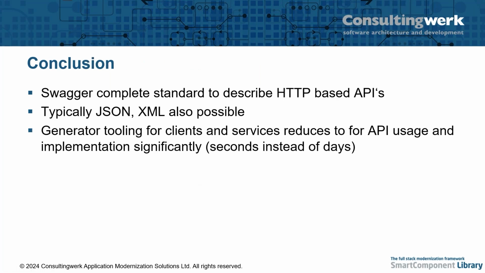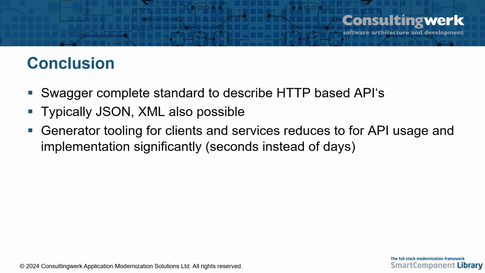So the conclusion, well, Swagger is a pretty complete standard to describe HTTP-based APIs, typically JSON-based. And if people are free in the choice of data format, JSON has pretty much replaced XML as a data type there. And REST has pretty much replaced SOAP. There's still SOAP servers around, but I think for everything new, it's REST and JSON.